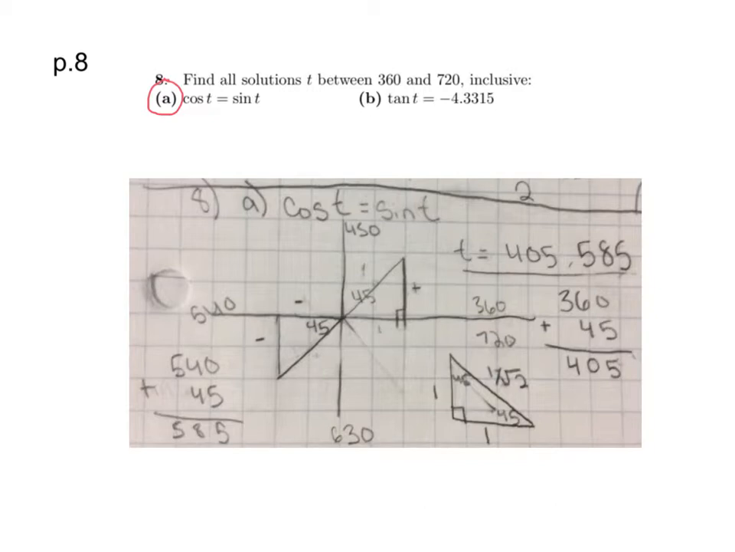So to find what quadrant you would get cosine and sine for t, I found it would be in the first quadrant and the third quadrant, because doing opposite over hypotenuse or adjacent over hypotenuse, you will get the same answer. So I did 360 plus 45, and I got 405. And then I did 540 plus 45, and I got 585. And those are my 2 degrees.